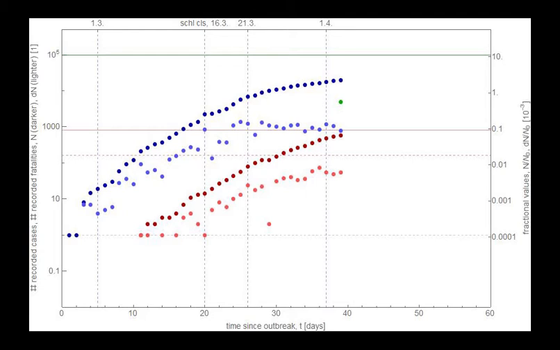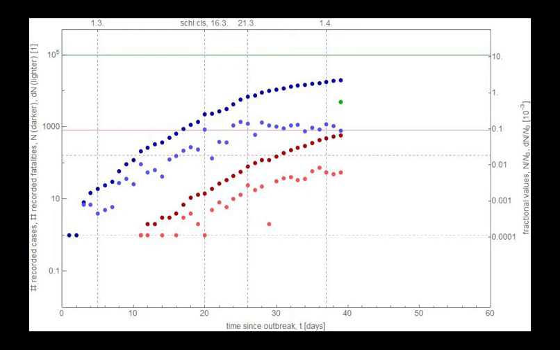This quantity is labeled little dn. The total number of cases and fatalities is labeled capital N. The vertical axis shows all data on a logarithmic scale. The right-hand axis shows the same numbers divided by the total population of Switzerland, thus providing the numbers in per 1,000, that is in per mil.